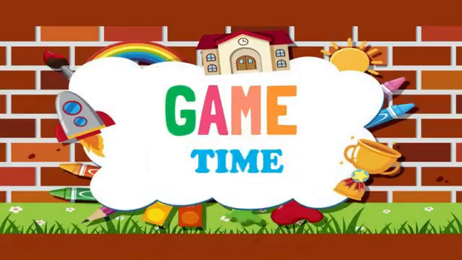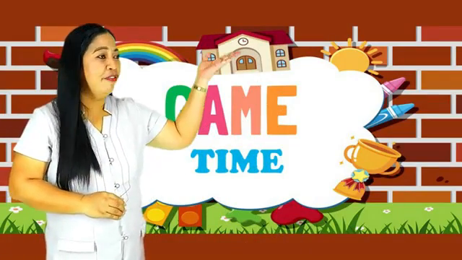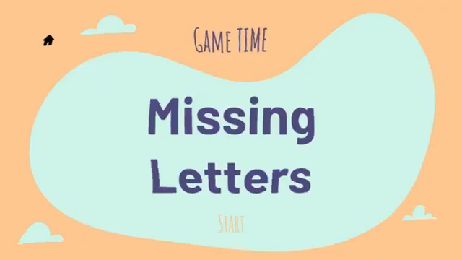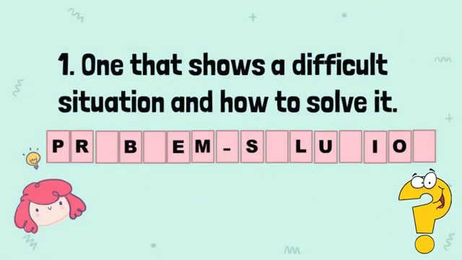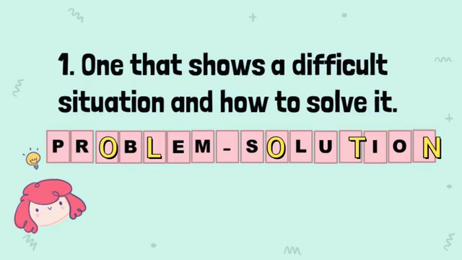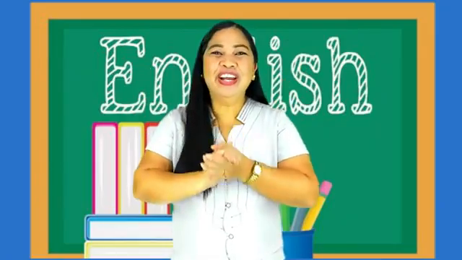Great job, kids! This time, let's have a game. Are you excited? Okay. What are the 3 text types that differ according to structure, purpose, and language features? Here is the clue. One that shows a difficult situation and how to solve it. What is the answer? Correct! Problem and solution. Very good, kids.